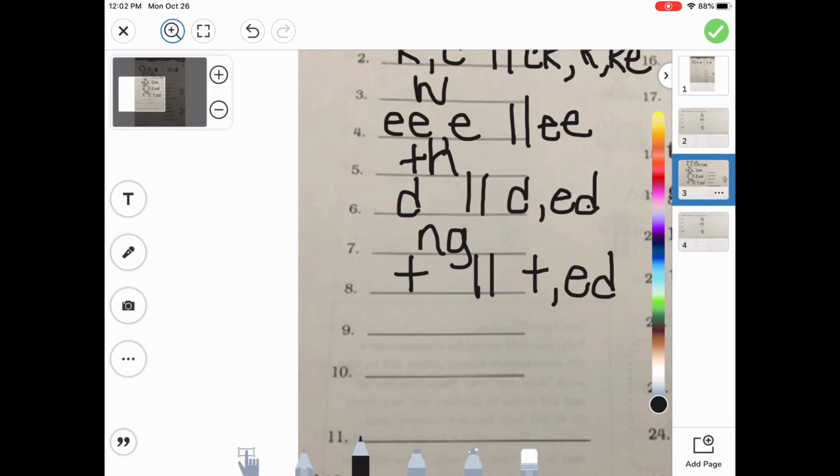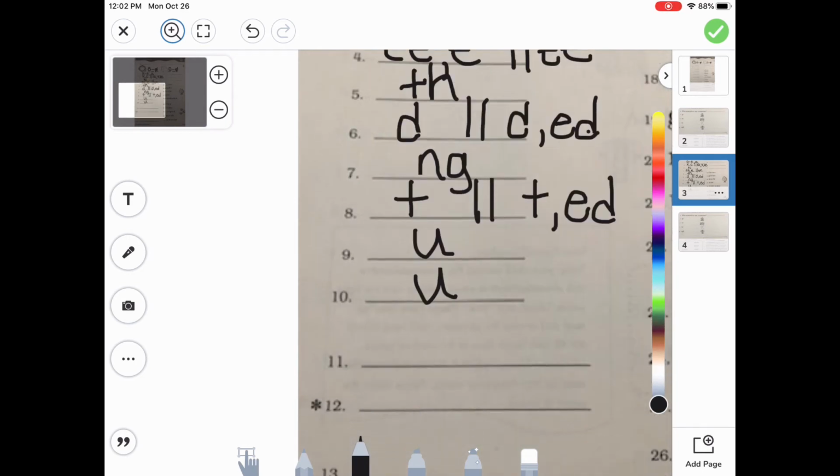All right, and then what about the sound? Good job, that short U. And then the U sound. We have the long U.